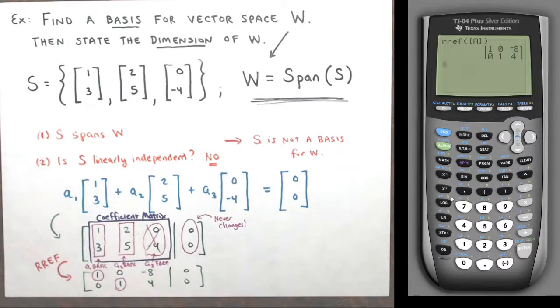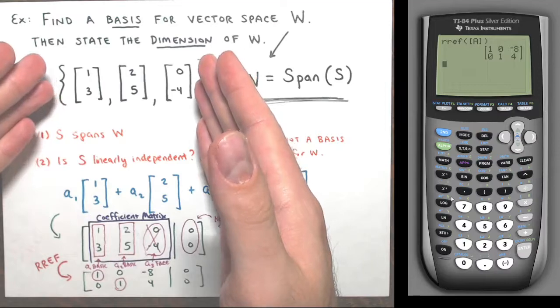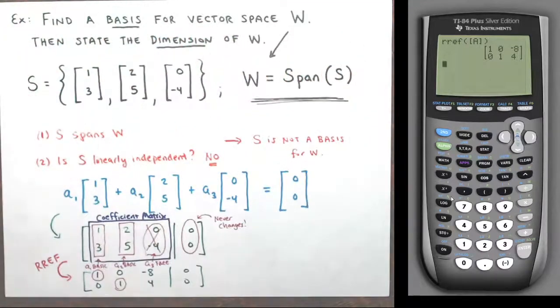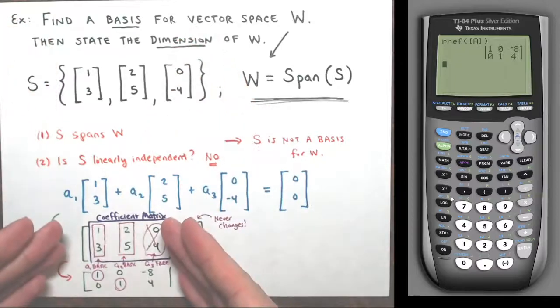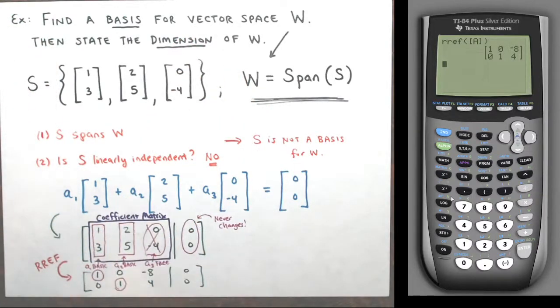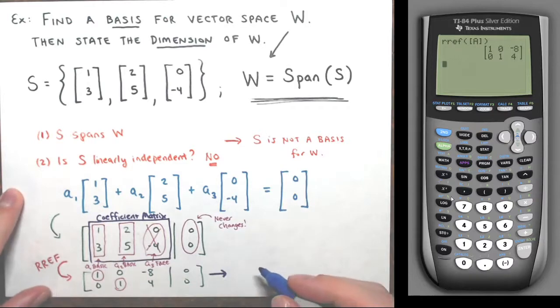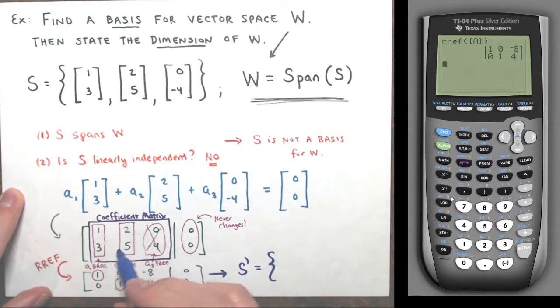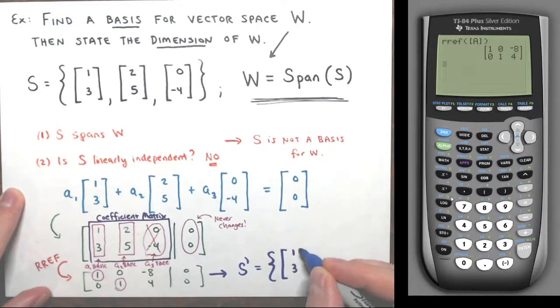So all I'm doing is taking the vectors from S, the vectors that span my vector space, putting them in a matrix as the columns, putting that matrix in reduced row echelon form, and looking for what vectors from S correspond to pivot columns. It sounds like a lot, but I've done it in plenty of other videos before. So if we look at the pivot columns, I'll call this S prime, because it's not exactly S, I'm removing a vector, equals just these two vectors, 1, 3, and the vector 2, 5.